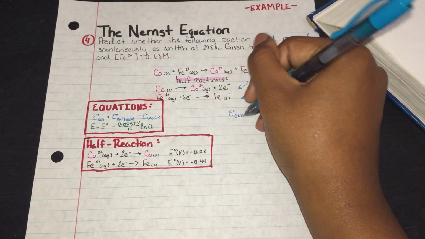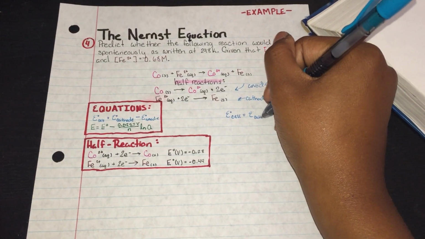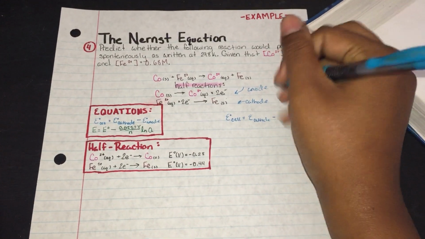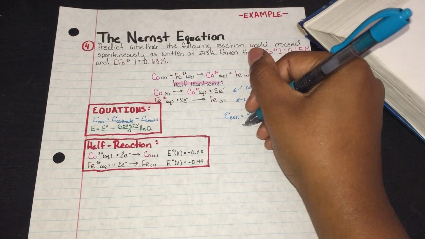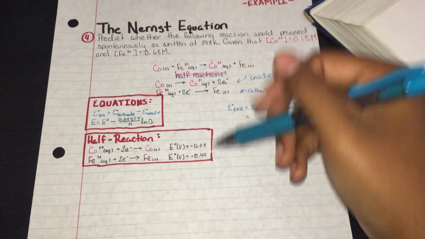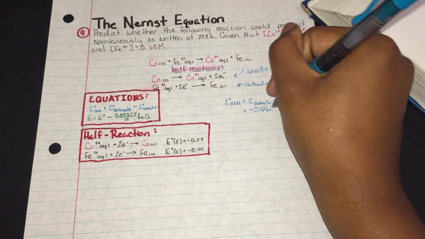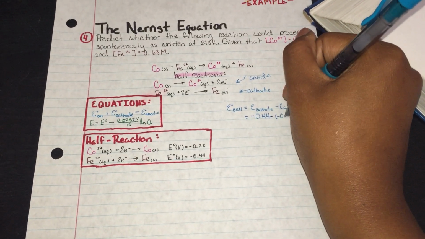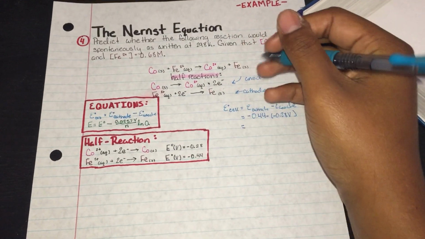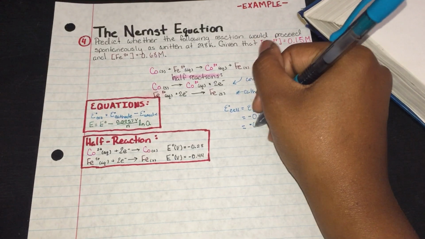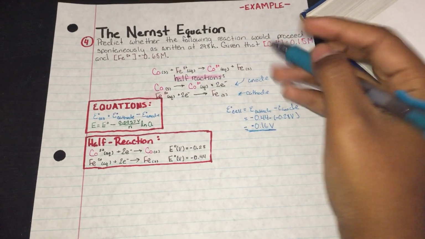So the E cell is equal to the voltage of the cathode minus the voltage of the anode. For this problem, it will be negative 0.44 minus negative 0.28 volts. And when we put this in the calculator, we have negative 0.16 volts. And this is our standard EMF for the problem.